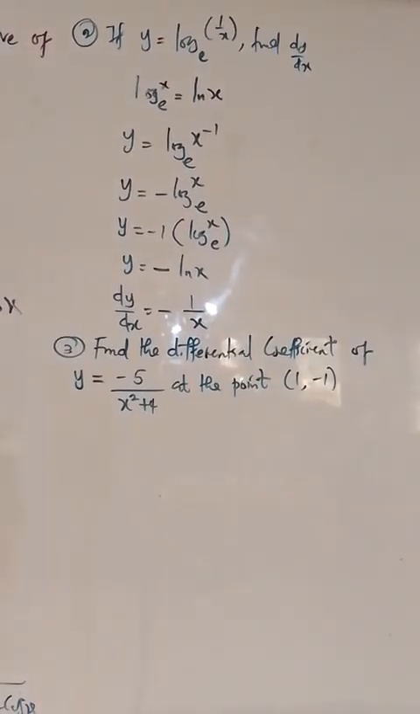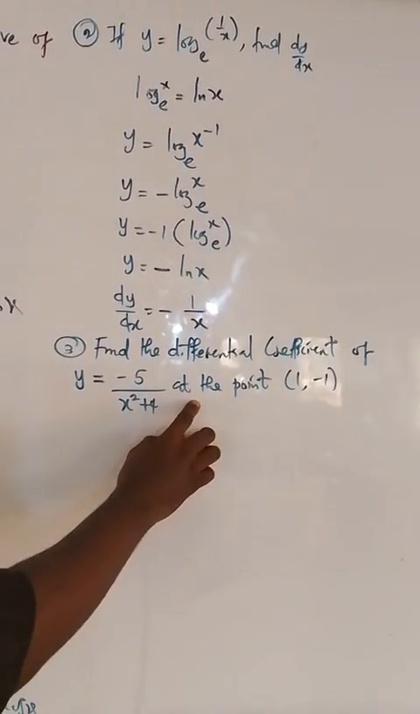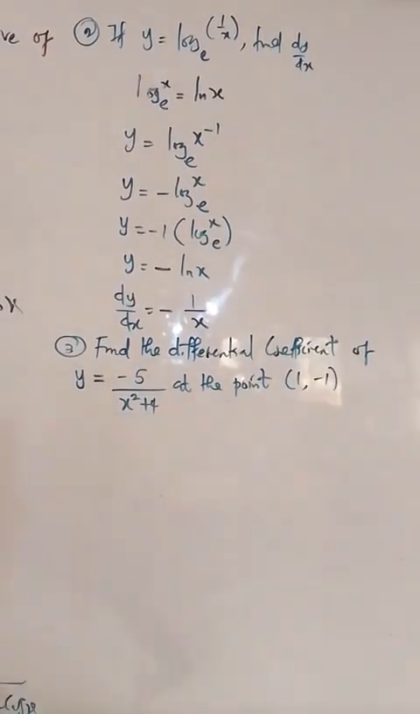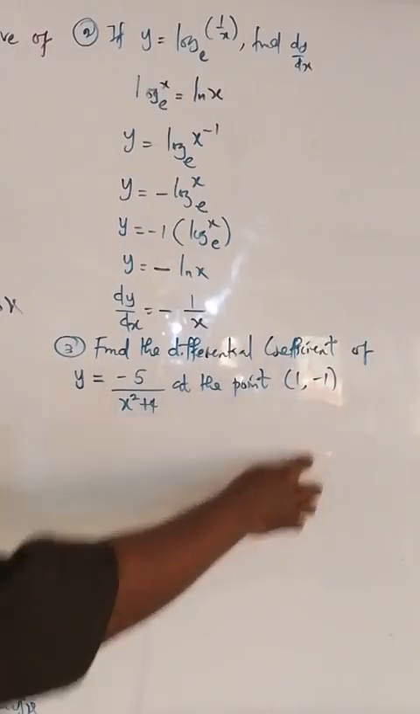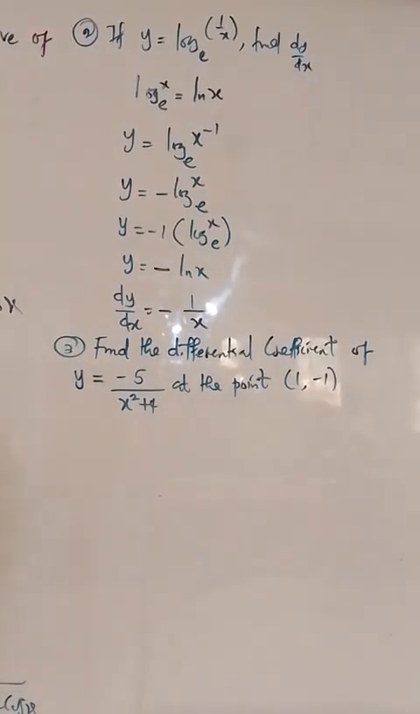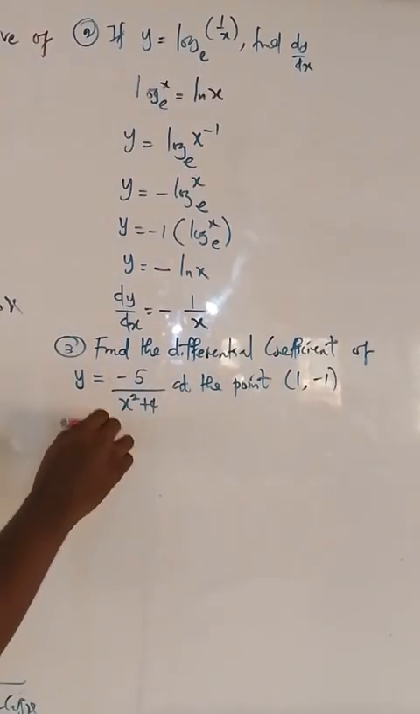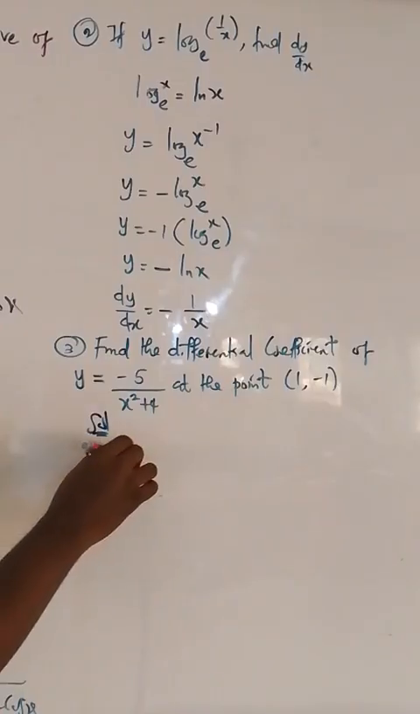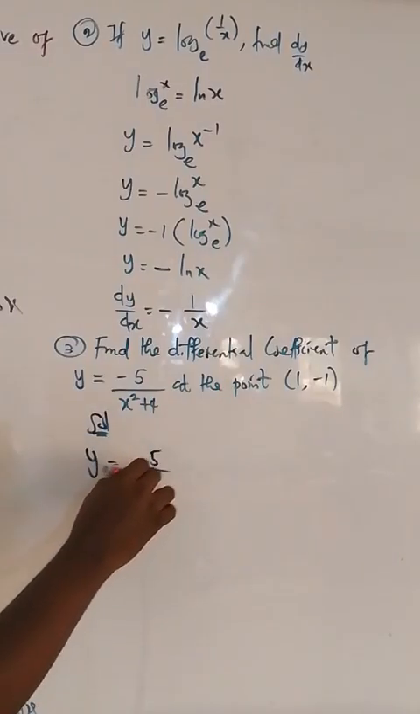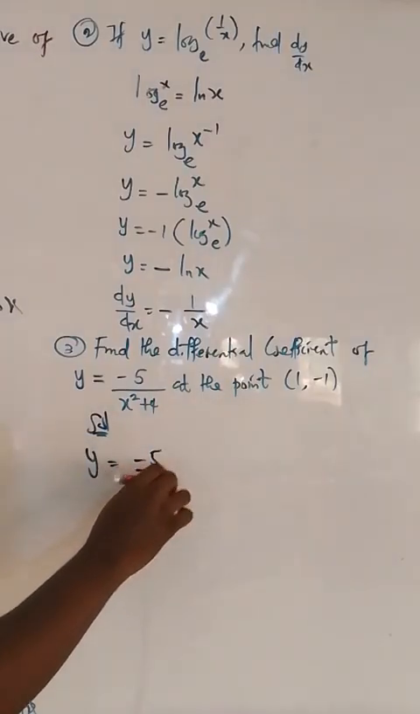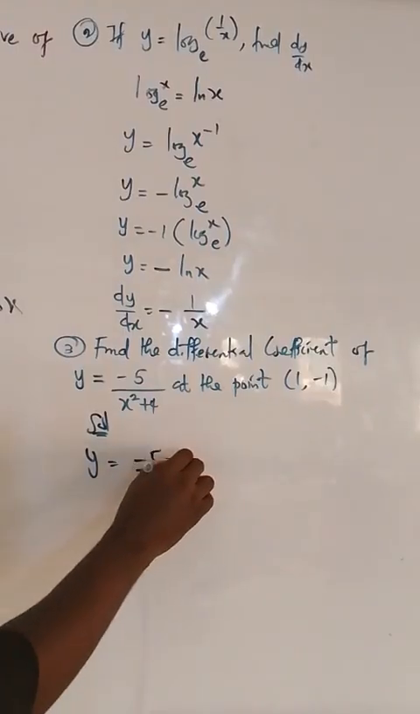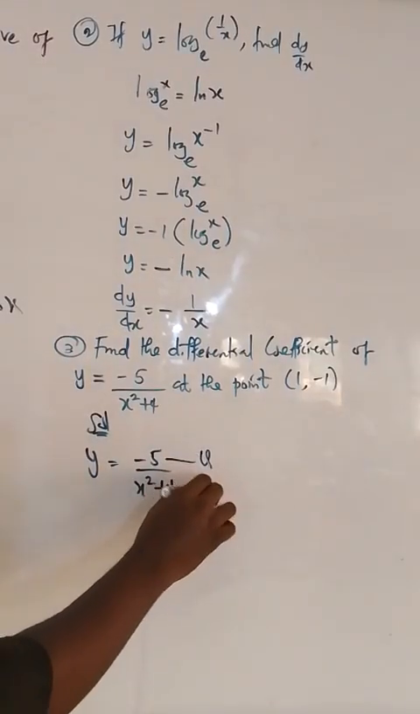Question 3 here. Find the differential coefficient of this at the point (1, -1). That is when x is 1 and y is minus 1. So let's look for the derivative. Solution: y equals minus 5 over x squared plus 4. Let the numerator be u and the denominator be v.